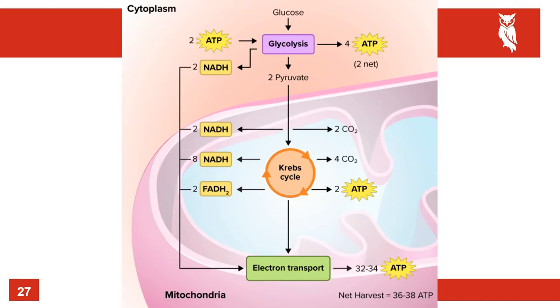How many carbons does pyruvate have? How many carbons does glucose have? 6. Glucose has 6. Okay. If we break a glucose into 2 pyruvate, how many carbons does pyruvate have? 3. Yeah. There you go.